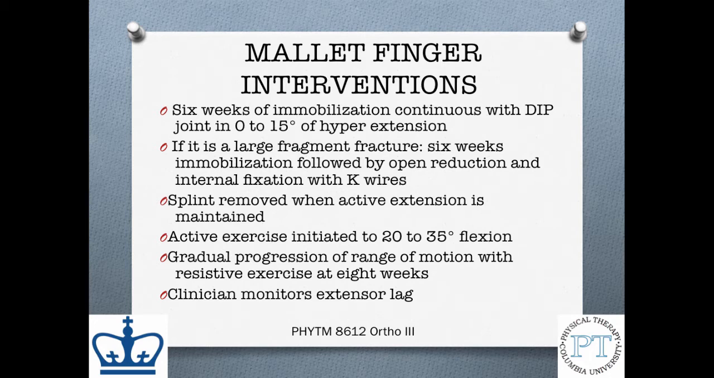But if there is a large fragment, they'll immobilize and then they'll do an open reduction internal fixation with K-wires. The splint is discharged when the patient is able to actively extend, and they're able to maintain that active extension. We begin active exercise at 20 to 35 degrees of flexion, and we progressively increase range of motion with resisted exercises at approximately 8 weeks. But really what we want to make sure we focus on is that we don't see the patient develop any kind of an extensor lag.